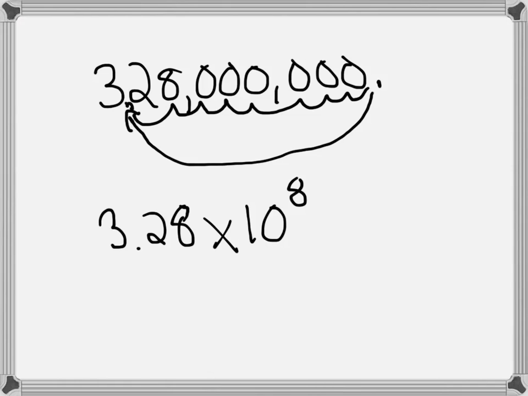Scientific notation is used for very large numbers and very small numbers. We'll just deal with the larger numbers and save the smaller numbers for another time.